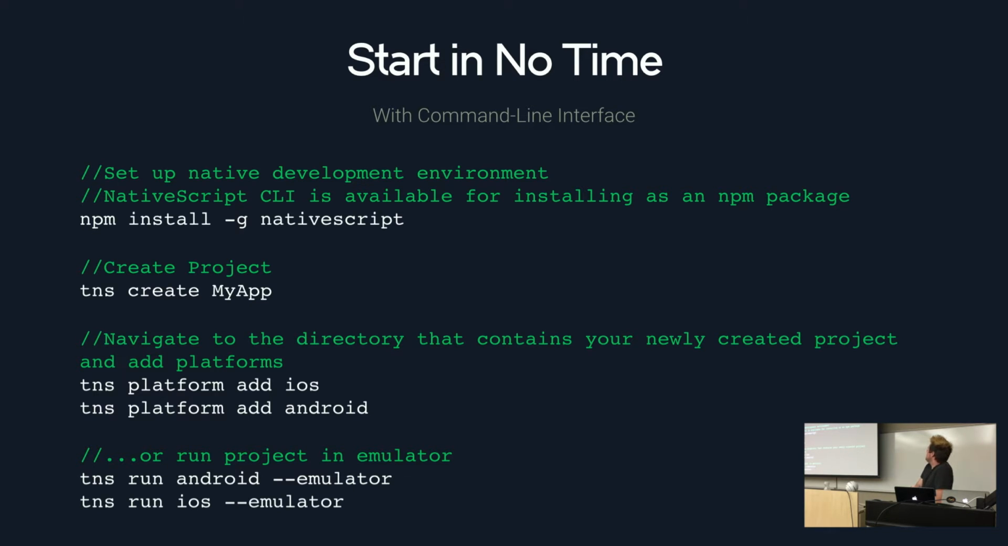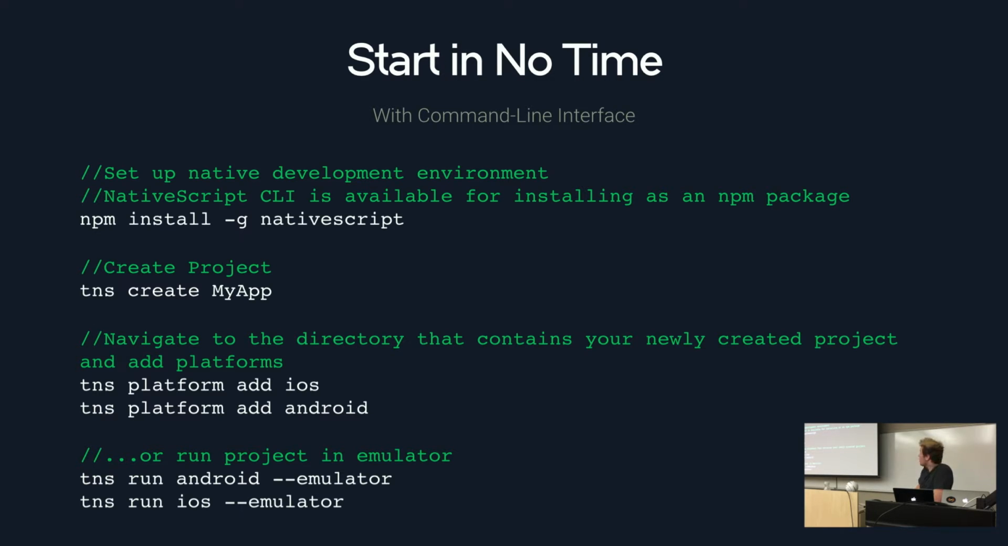This was from their site. It said start in no time. I thought, awesome, because I don't have any time. npm install globally NativeScript. I think most of us are going to be familiar with this. If not, just know that this will install the NativeScript platform on your system globally. The next line down to create a project is TNS, which is Telerik NativeScript, create, and then the name of the application, and this will spit out a core app for you. Then you have the choice of what platform you want to target.